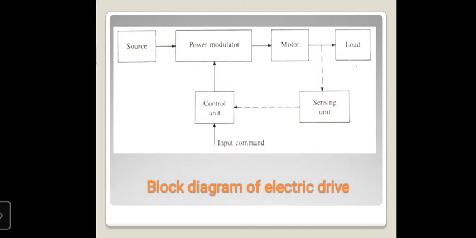And if the source is DC type and the motor is an induction motor, then what is the function of that type of power modulator? The source type is DC and the motor is AC. Inverter. Good.